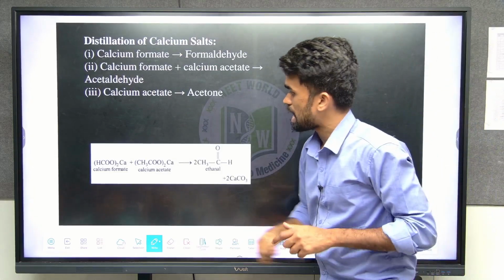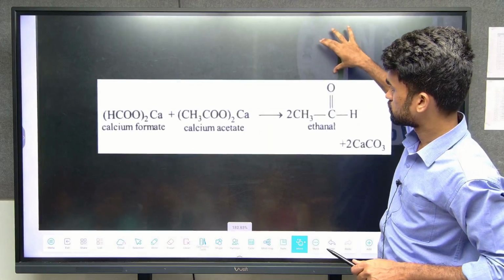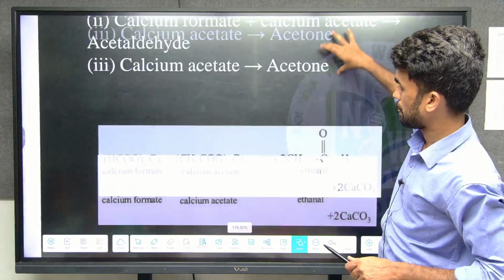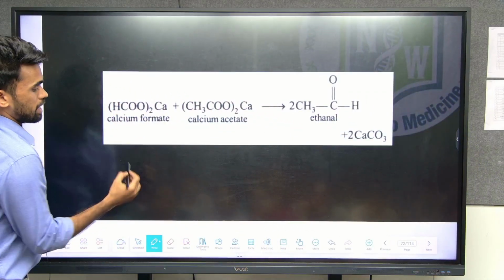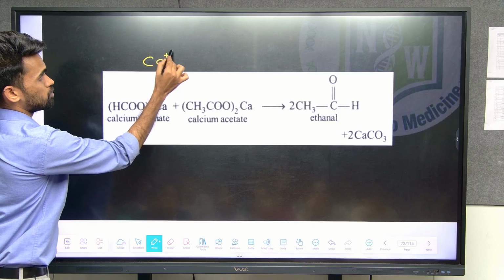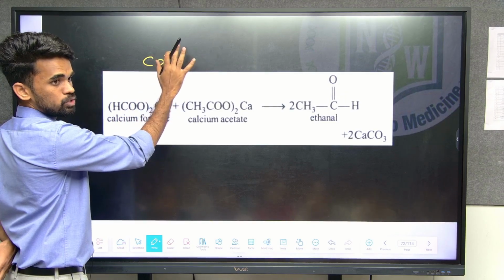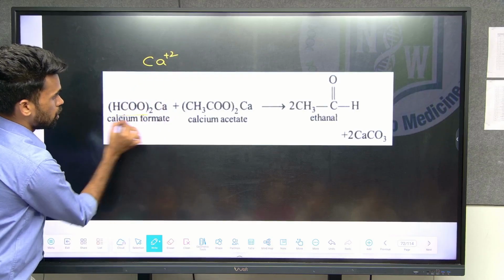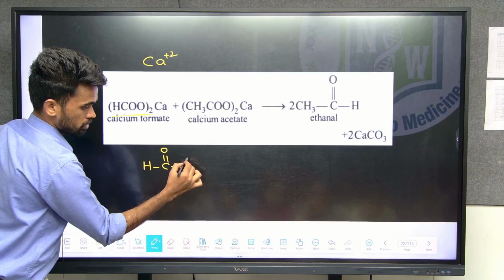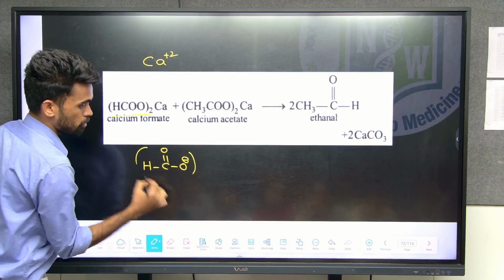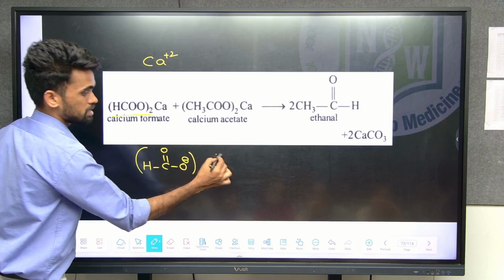Next, distillation of calcium salts. Calcium means what is the charge on calcium? Group 2, so plus 2. If it is plus 2, the anion should be minus 2 overall to be neutral. So here you are seeing HCOO minus. Like this, how many do we require? Minus 1 charge means 2. Calcium will be 1 because it is plus 2 charge.